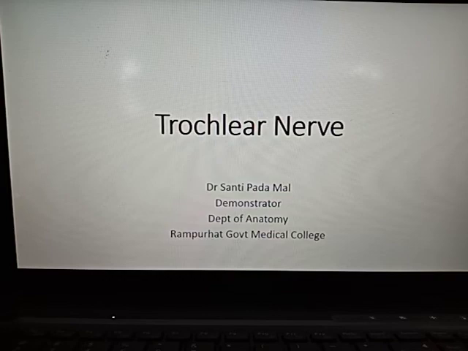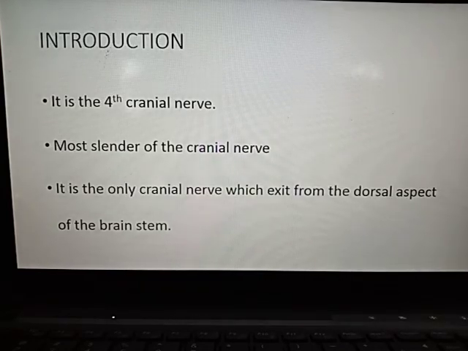Today's topic of discussion is the trochlear nerve. You all know the trochlear nerve. It is the fourth cranial nerve, and it is the most slender of the cranial nerves, and it is the only cranial nerve which exits from the dorsal aspect of the brainstem.